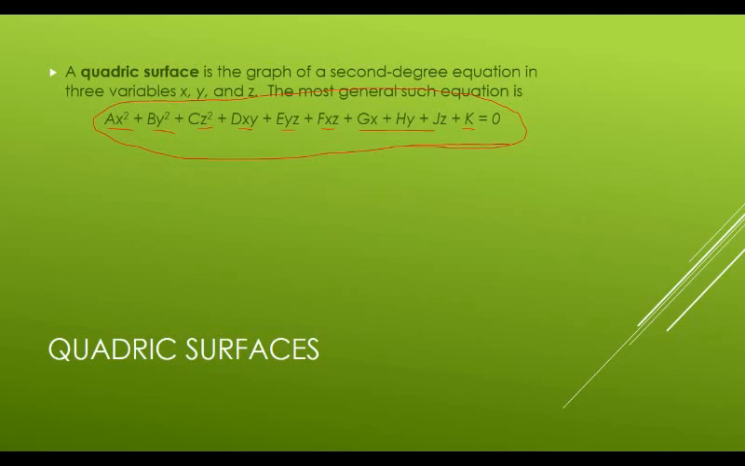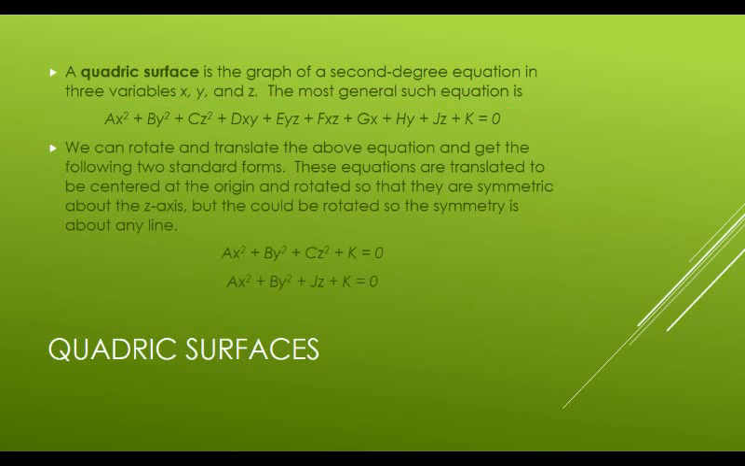Well, fortunately, we don't have to mess with that kind of beast. It turns out that with that graph, you can rotate and translate the equation to get one of these two forms down here. Specifically, these equations are translated so that they're centered at the origin and rotated so that they're symmetric about the z-axis. But you could take these equations and rotate or translate them however you want to get what you need.